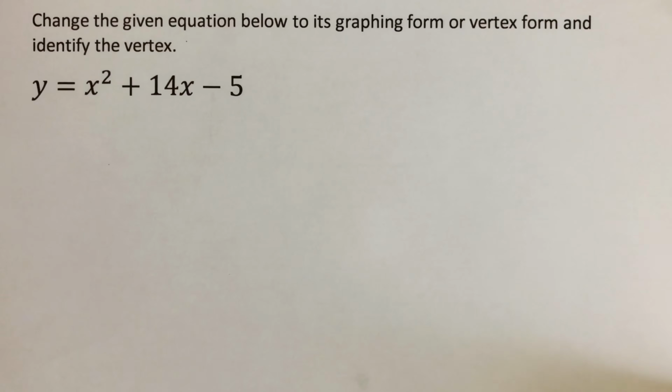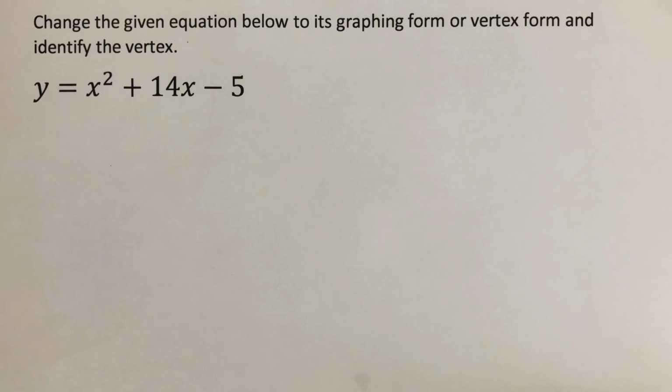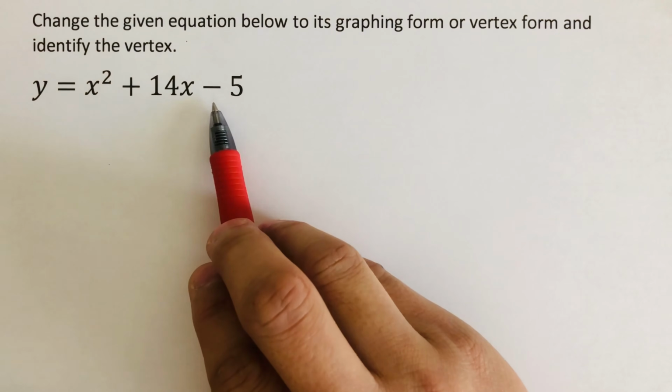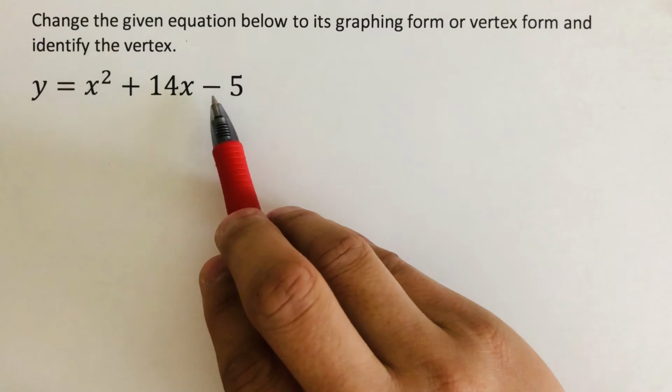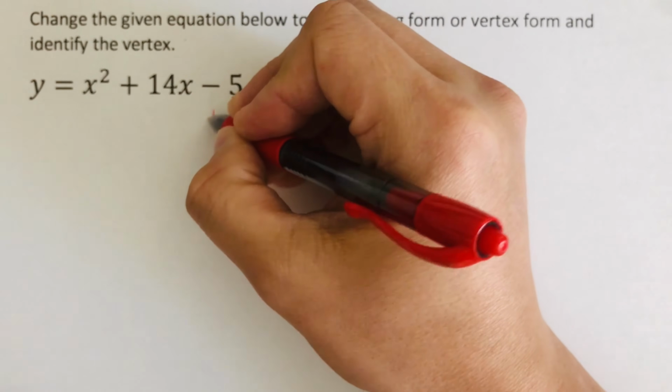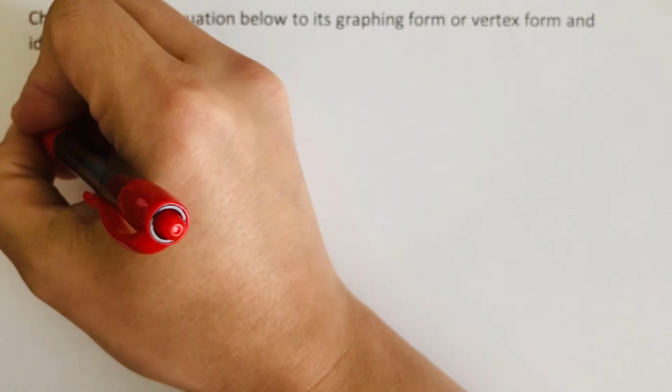We are supposed to change this general equation right here, y equals x squared plus 14x minus 5. This is in general form. We don't know what the vertex for this is, so we need to change it to vertex form or graphing form. These are the steps that we need to do. First step is to put the constant to the other side. Since this is a minus 5, I'm going to add 5 to both sides. So plus 5 and then plus 5 here.